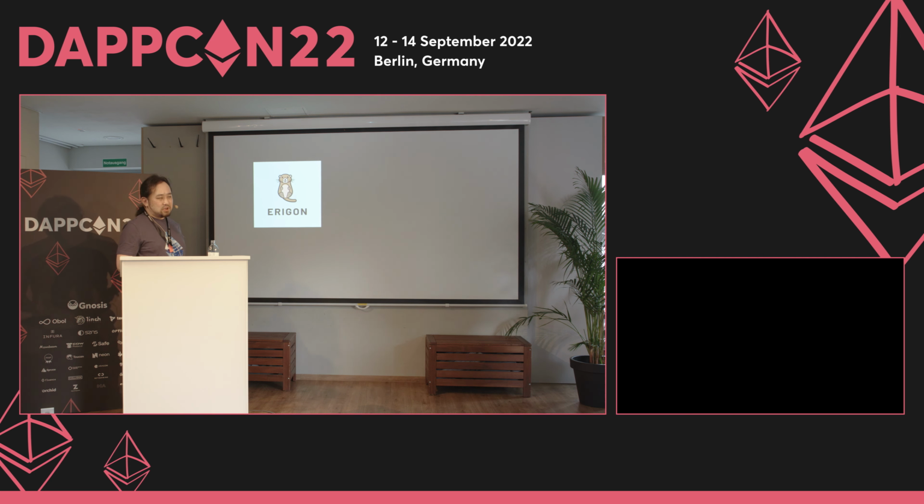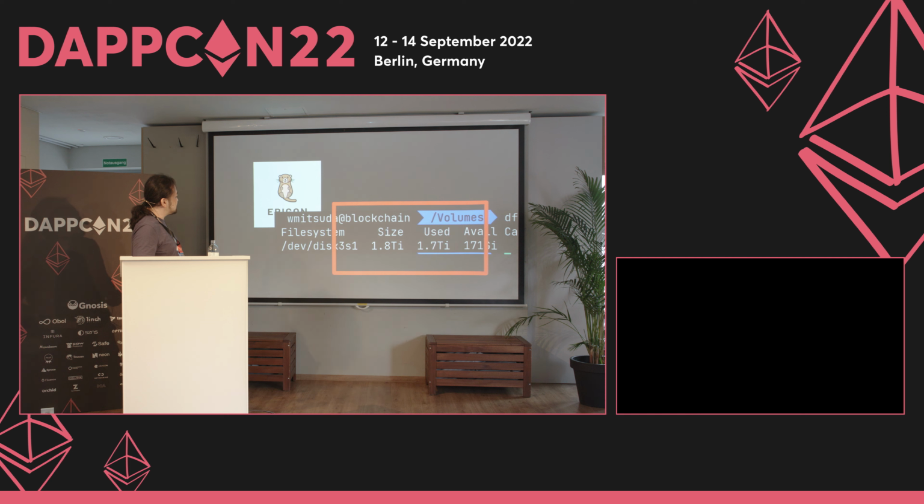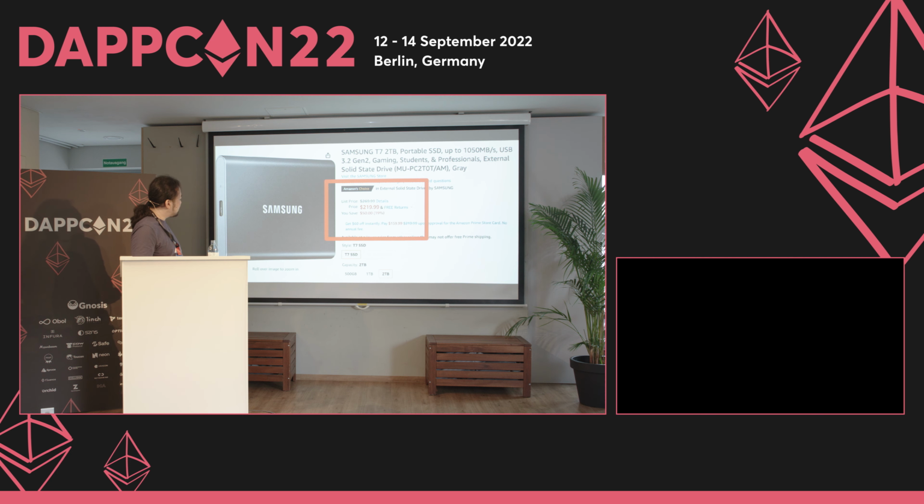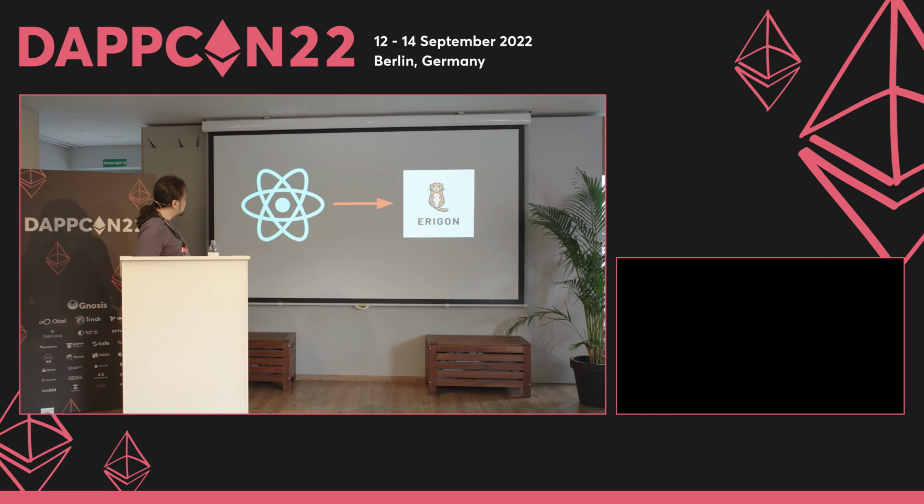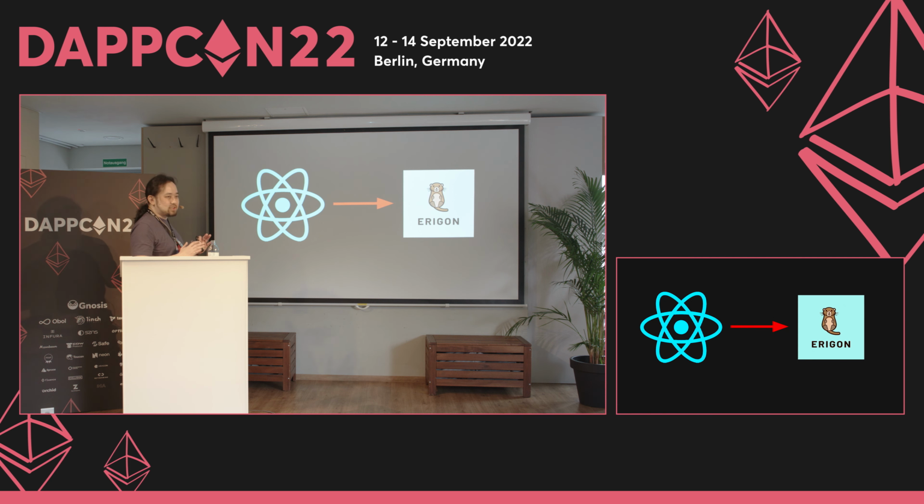Otterscan relies on Erigon, which is an archive node implementation that takes less than 2 terabytes of disk space and is able to synchronize the entire mainnet in less than 1 week. It also has not-so-expensive hardware requirements. Otterscan is implemented as a simple React app, so it connects to Erigon to get all the data it needs. You don't need any additional software or external databases.